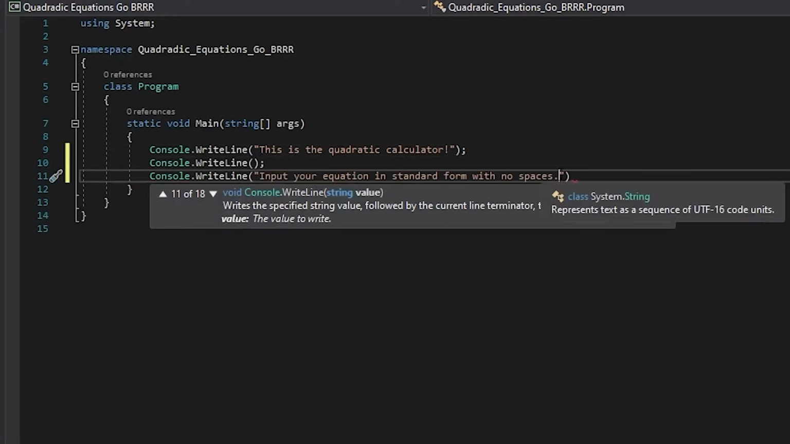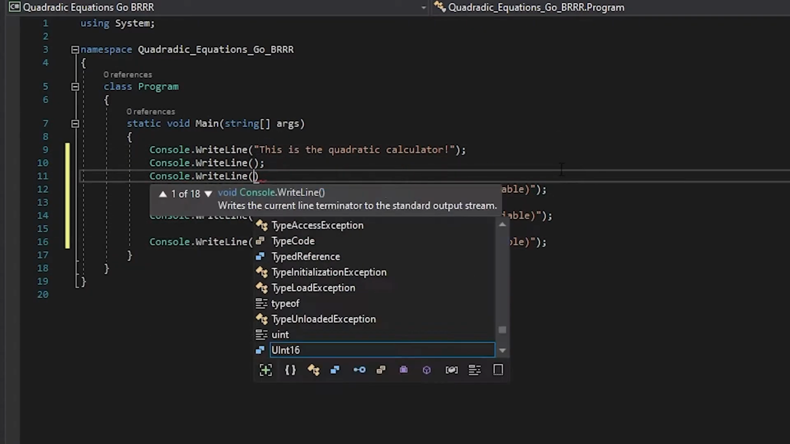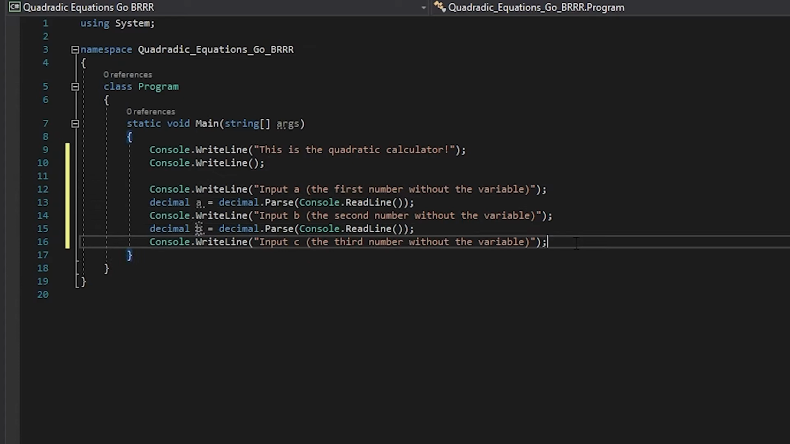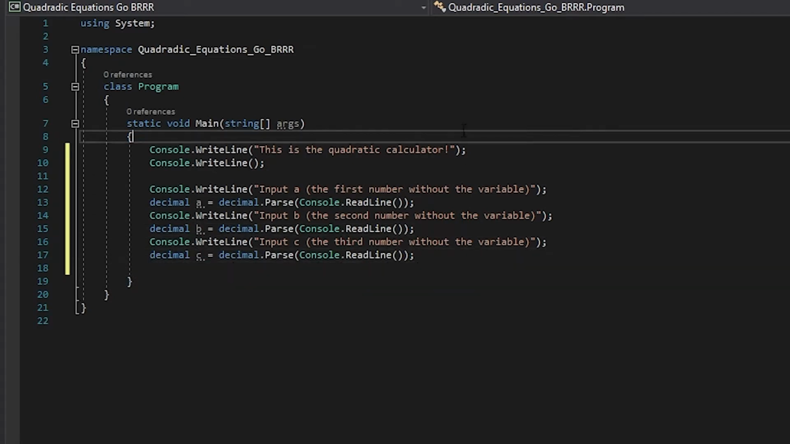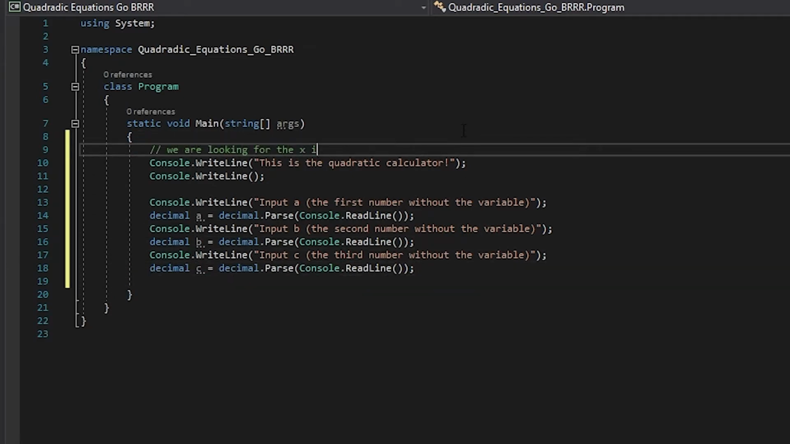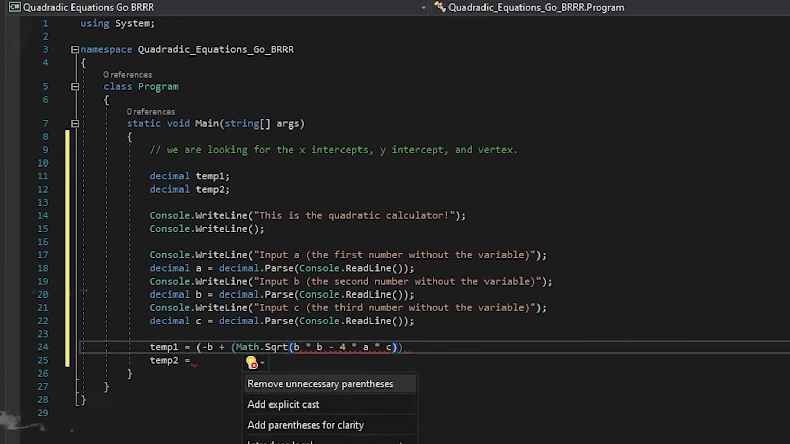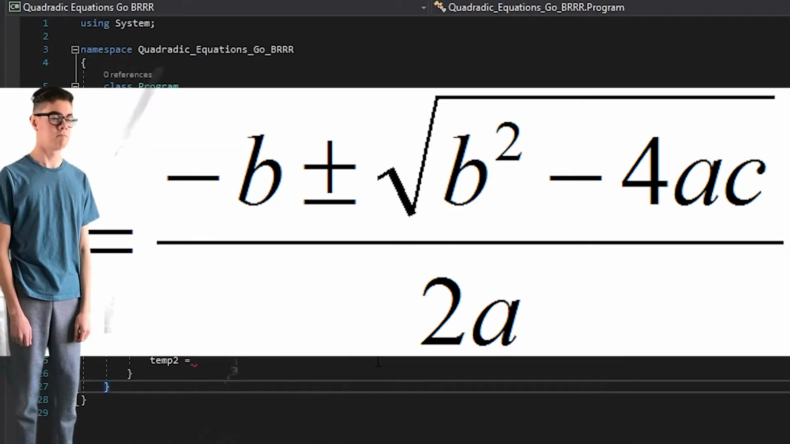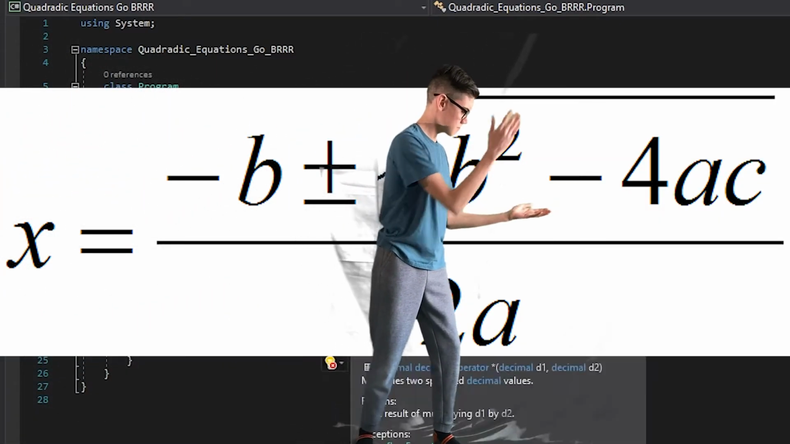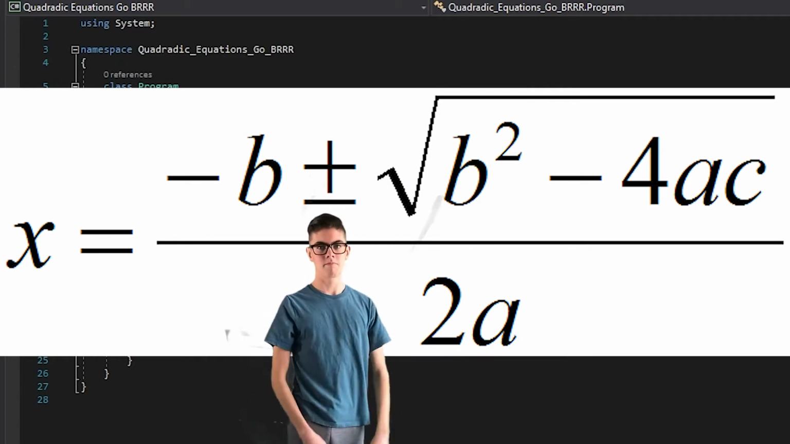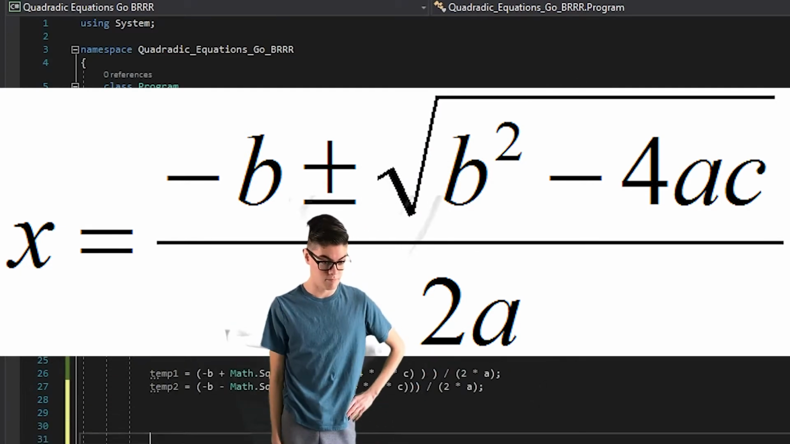First of all, I started by getting input from the user just using a few Console.ReadLine calls. And then I had to move on to doing the actual equations to get the x-intercepts and the vertex and the y-intercepts. Luckily, finding the x-intercepts was actually really simple. All I had to do was plug in the numbers into the quadratic formula, which is negative b plus or minus the square root of b squared minus 4ac, over 2a. Wow, that was a mouthful.